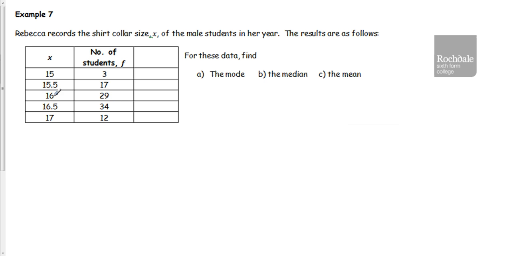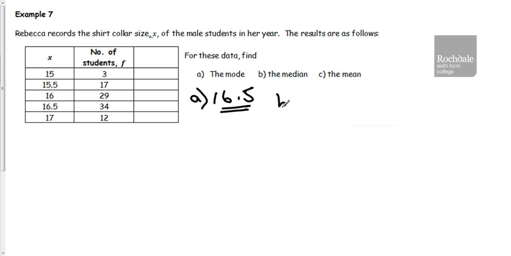So for example, collar size 16, 29 students had that size. There's an extra little column here, and I'll show you what we're using that for later. So what have we got to work out? Well, the mode is the most common, and the most common one here, looking at how many times things occur, is 16.5, and that's all you need to write. There's nothing else to say there.